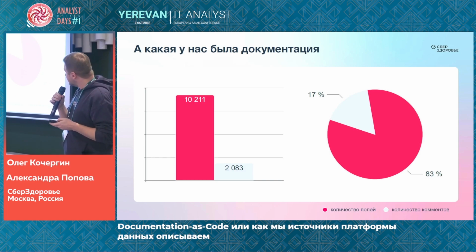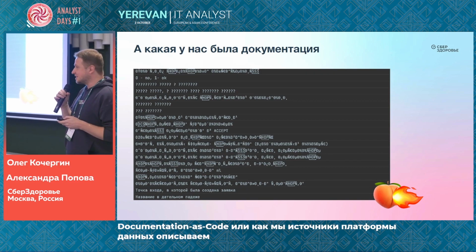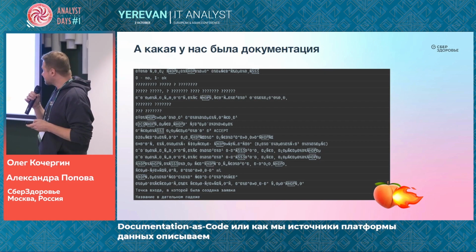And what kind of documentation did we have? Basically, it looked like this, and those 17% looked like this. I don't think this is really documentation.